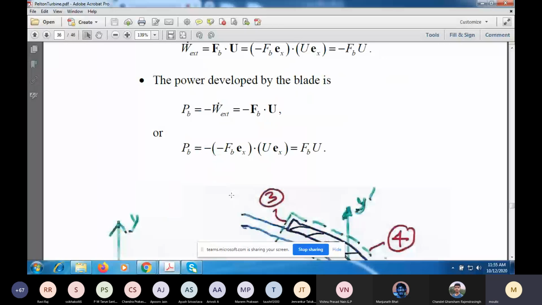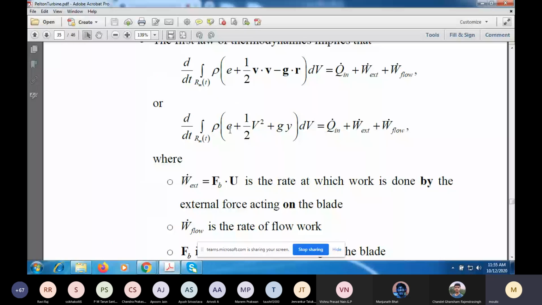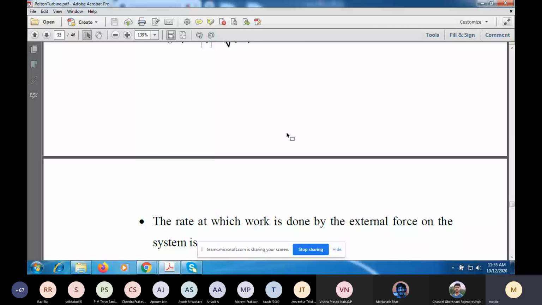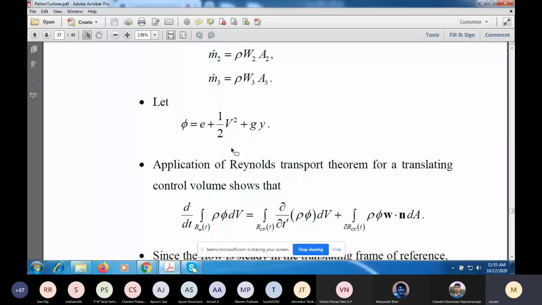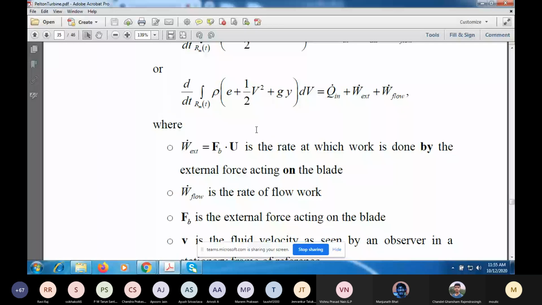Instead of writing these three terms, let me introduce the symbol phi, which is the sum of the specific internal energy, specific kinetic energy, and specific gravitational potential energy. Okay. So what you have here is the net total energy of the system.